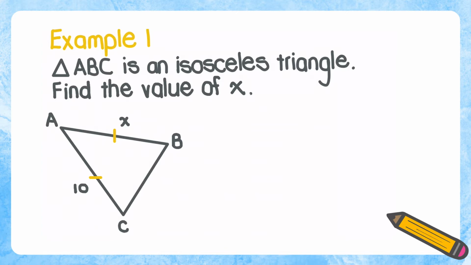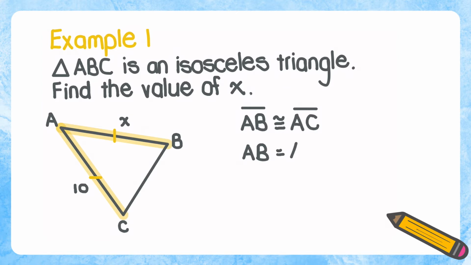Here, triangle ABC is an isosceles triangle. We're going to find the value of x. The tick marks tell us that side AB is congruent to side AC. These two sides are congruent to each other. So again, side AB is congruent to side AC. This means that they have the same length. So the side length of AB equals the side length of AC.